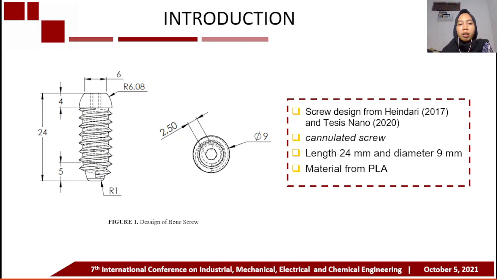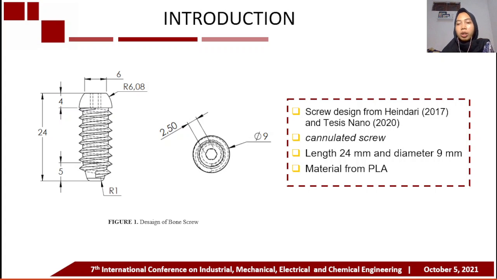And this is the design of the bone screw. This design is from previous research. The type of the screw is a cannulated screw with a length of 24 mm and a diameter of 9 mm. The material used is polylactic acid or PLA.